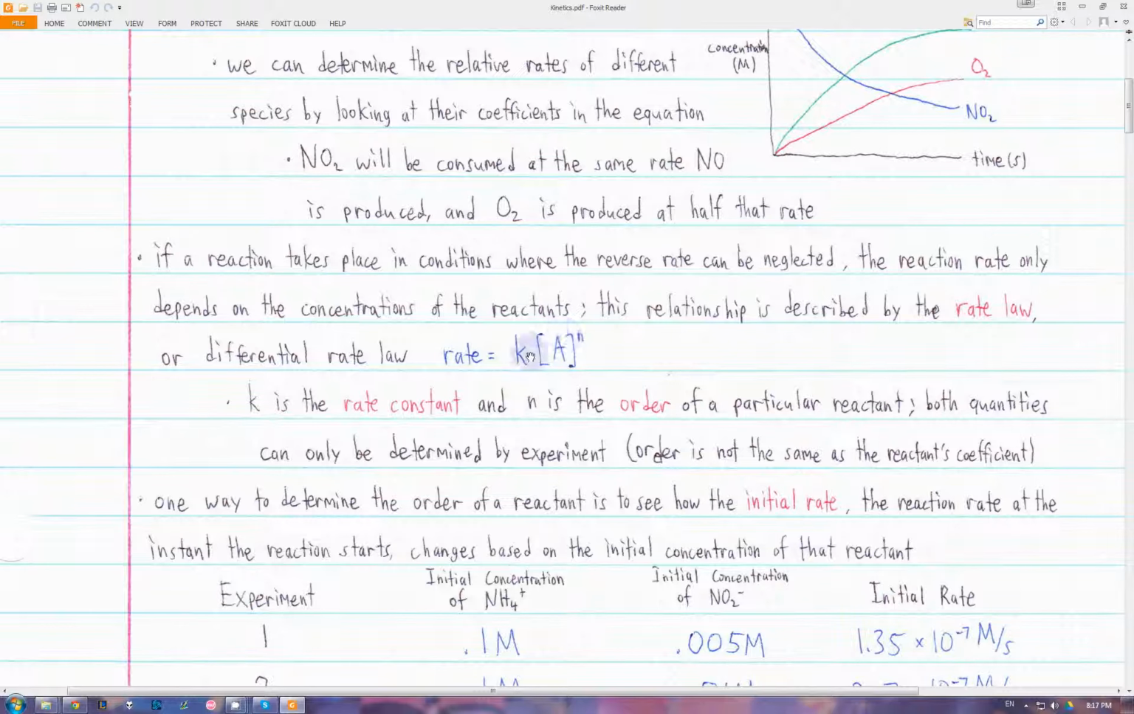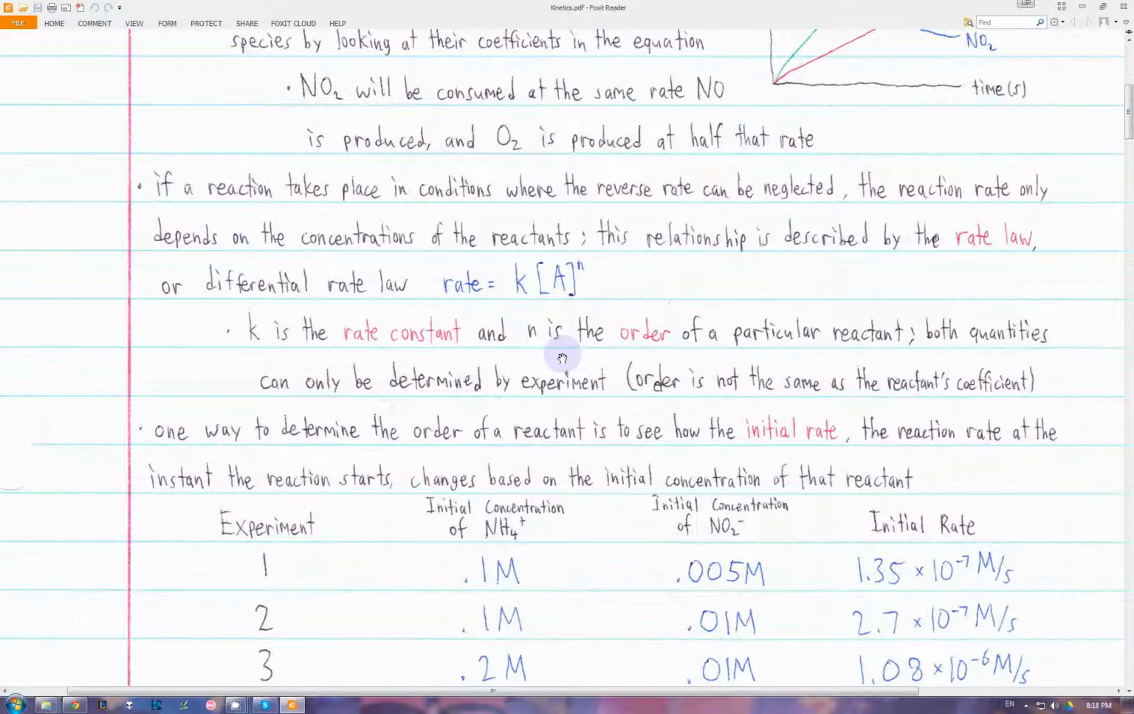So k is multiplied by the concentration of the reactant to the nth power. Now n is what's called the order of this reactant. And the only way to determine both the rate constant and the order of a reactant is through experiment. So don't think that the order is always going to be just the same as the coefficient of that reactant in the balanced equation. They're different things. If the order is the same as the coefficient, then it's just a coincidence.